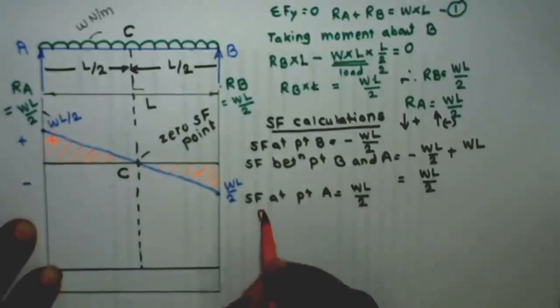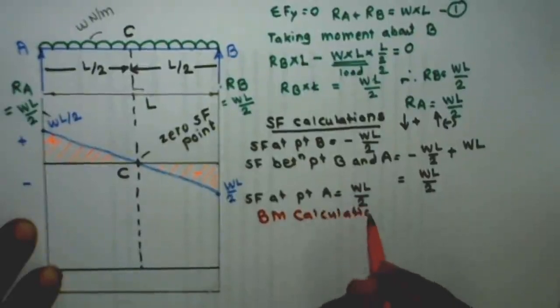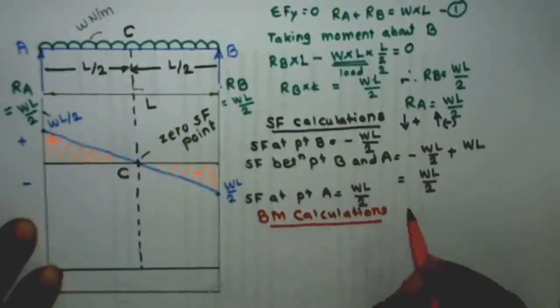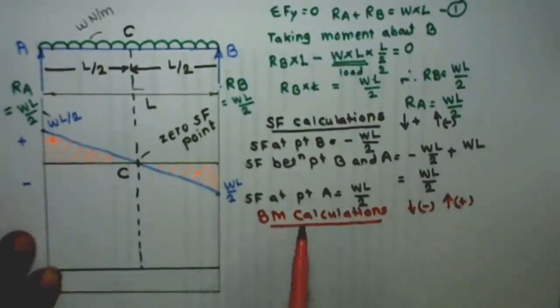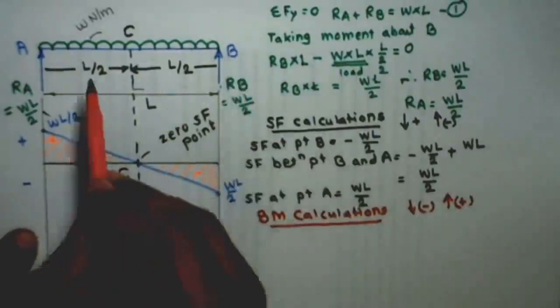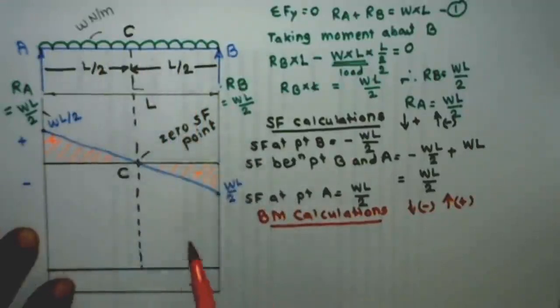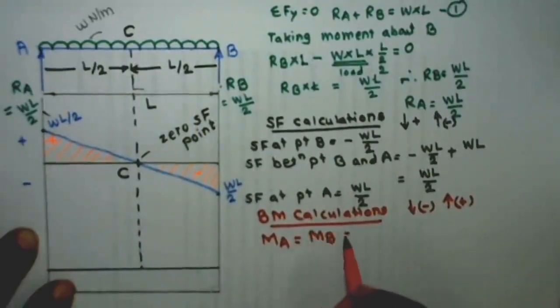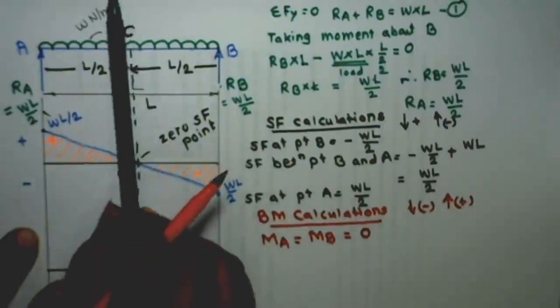Now bending moment calculations. For bending moment calculations, again we have to decide the sign conventions: downward force negative, upward force positive. So in that case RB is acting upward side, RA is also acting upward side, and UDL is acting in the downward side. So bending moment at point A and bending moment at point B is equal to 0, that is the end point. Now we have to calculate the bending moment at point C. So at point C I am taking the section.